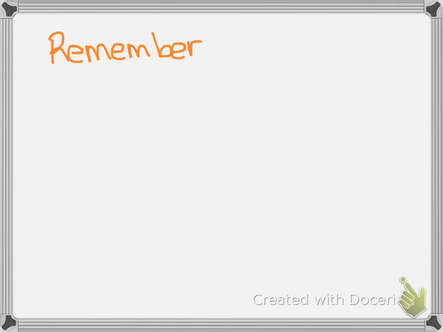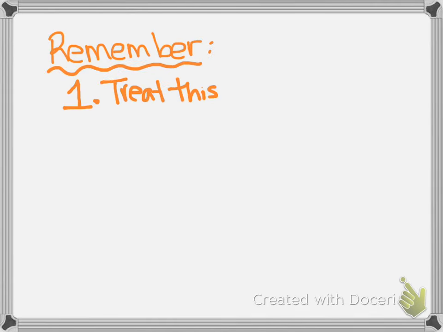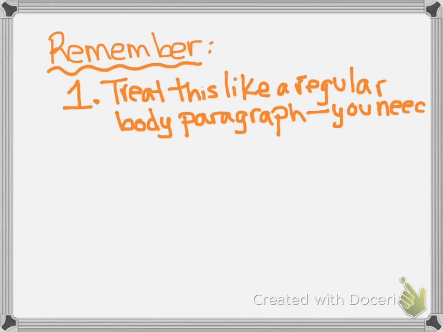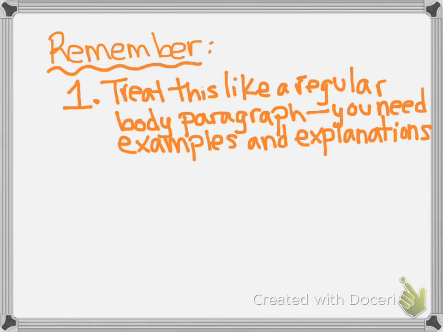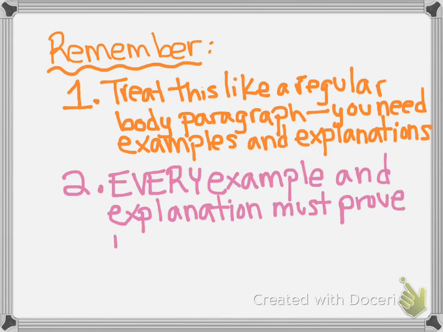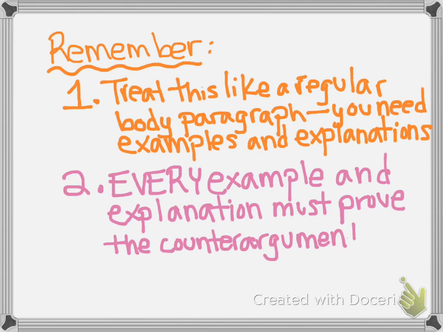Now that you've made this bold claim that the other side is seriously wrong, you have to back it up with evidence and explanations that prove just how wrong the other side is. Treat this like a regular body paragraph, but every example and explanation must relate back to the idea of proving the counter-argument wrong. Now it's your turn. Go for it.